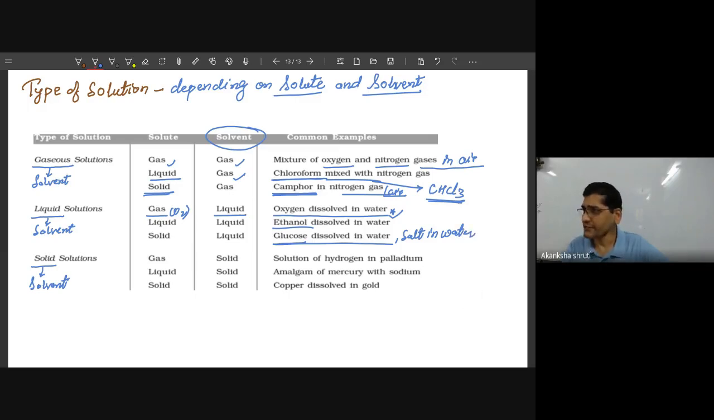So these are the common things that you have to keep in mind. These are solutions. Keep in mind, you cannot say here sand in water. No, sand in water will form a suspension. Okay, students? But salt totally gets dissolved. So salt in water is one of the solutions.